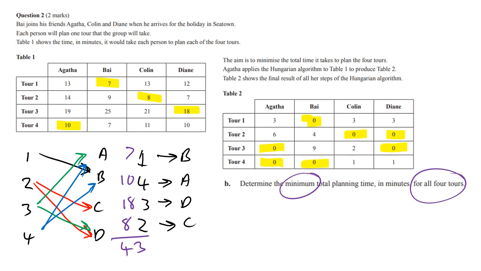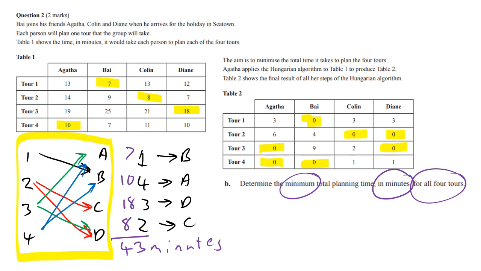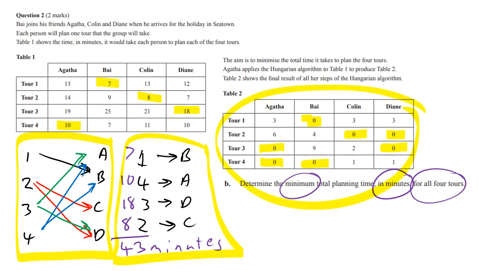If you read the question carefully, it does say in minutes, so don't forget to write the word 43 minutes. Now, this whole bipartite graph here, you don't actually have to do it. If you can go straight to this without doing the bipartite graph, you can just read it from here, then you're okay. All right.